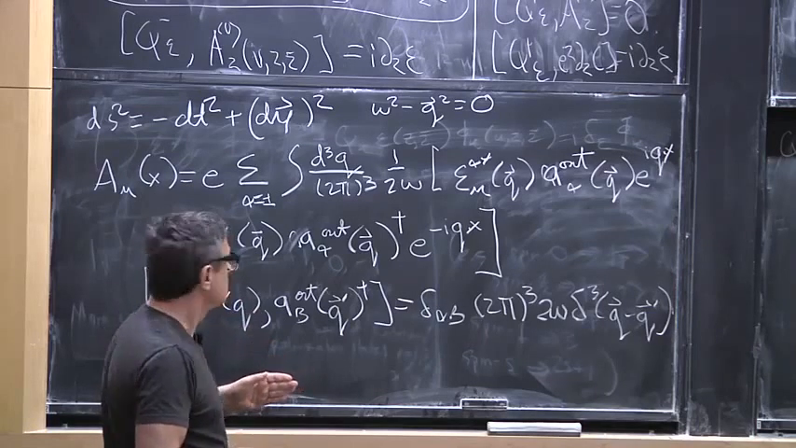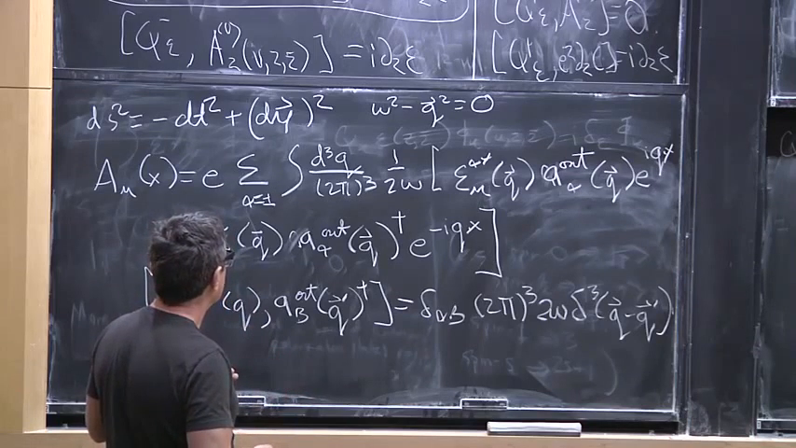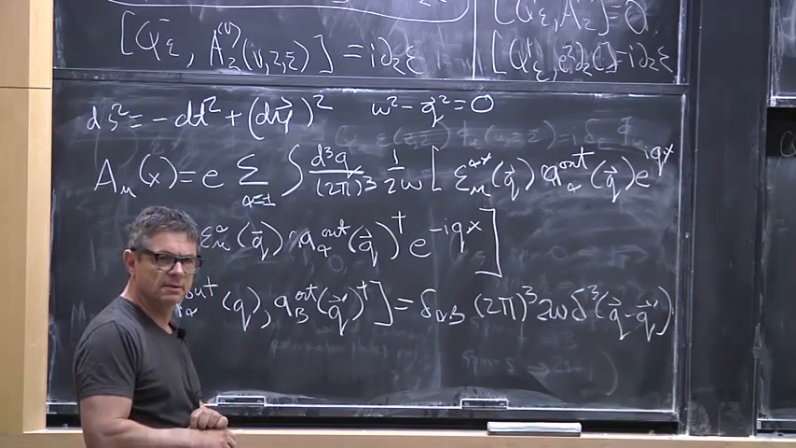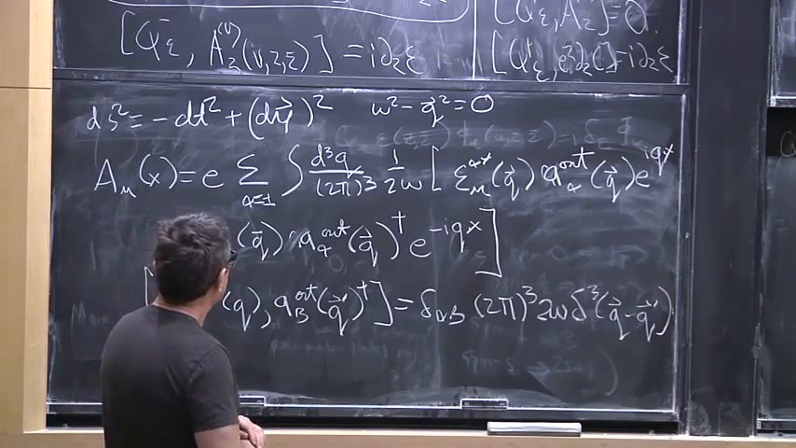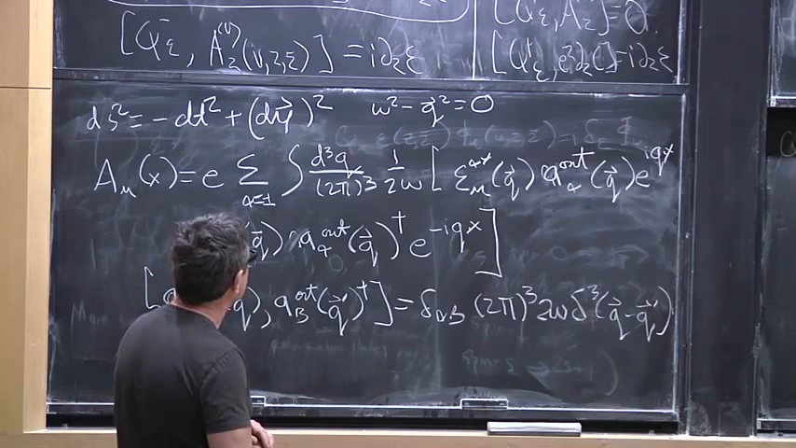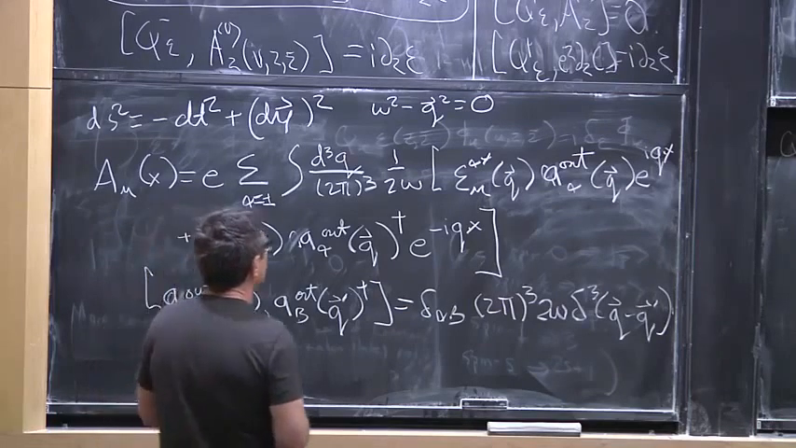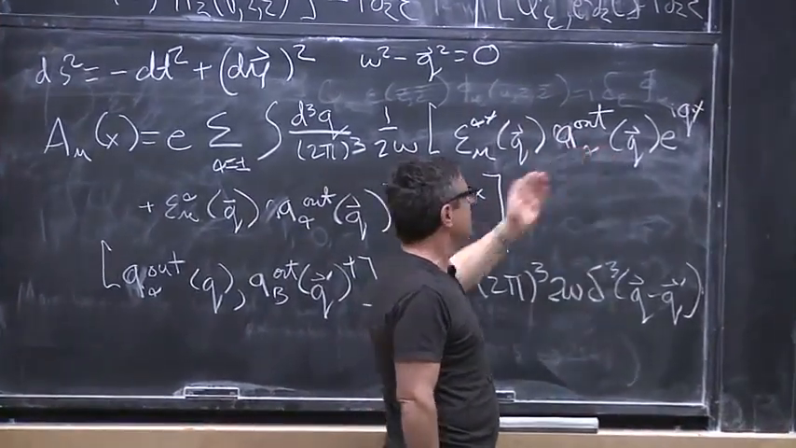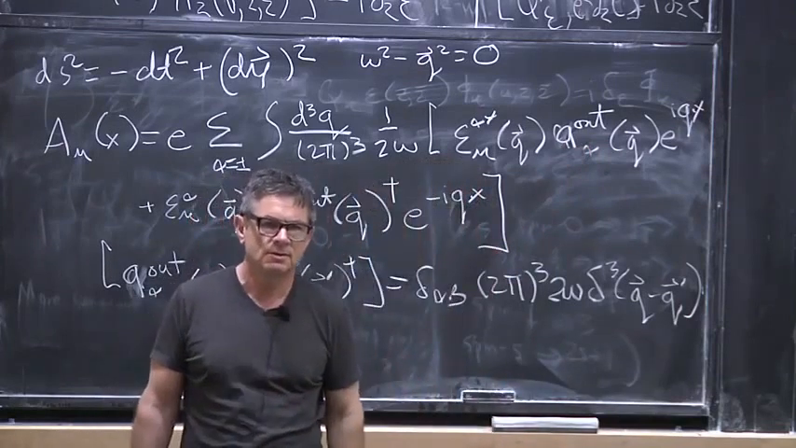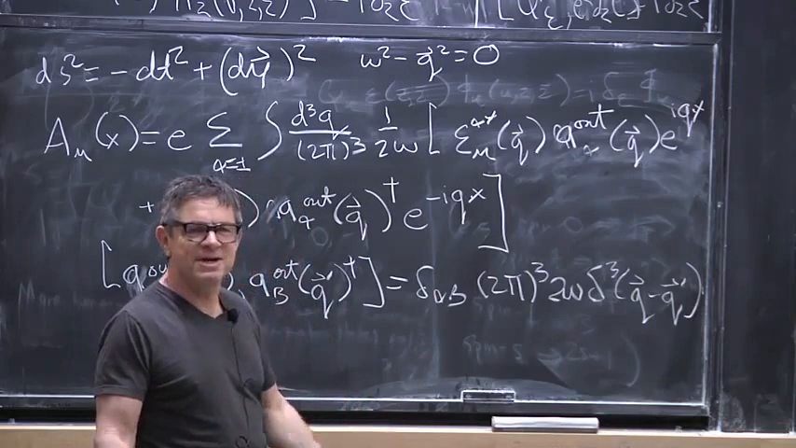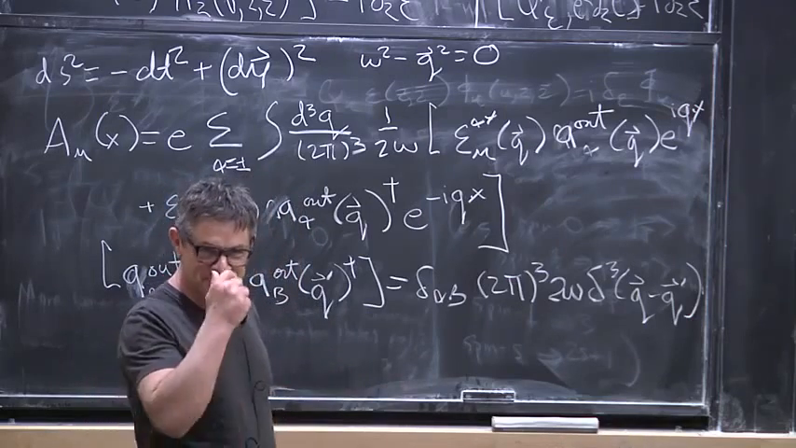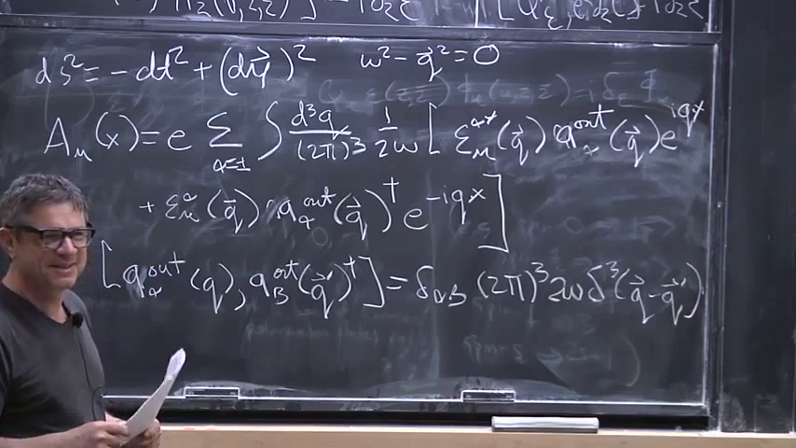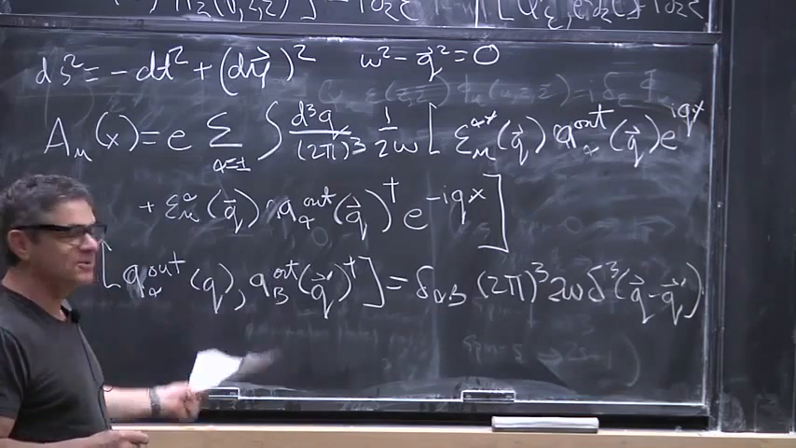Sorry? The polarization vectors are in and the creation operators are... No, no, everything is out. I'm just expanding the outgoing field here. Yeah, I guess I could have put... Well, no, epsilon is a function of Q. A and A dagger are operators. I haven't written "in" anywhere, but were I to write it, I would be free to use the same epsilon to define my ingoing operators. Pi is also the same for in and out.